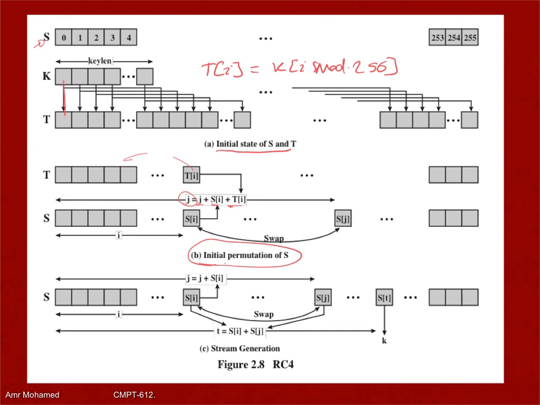The second step is called stream generation. We take this S and then apply another permutation step. This time it runs while true.